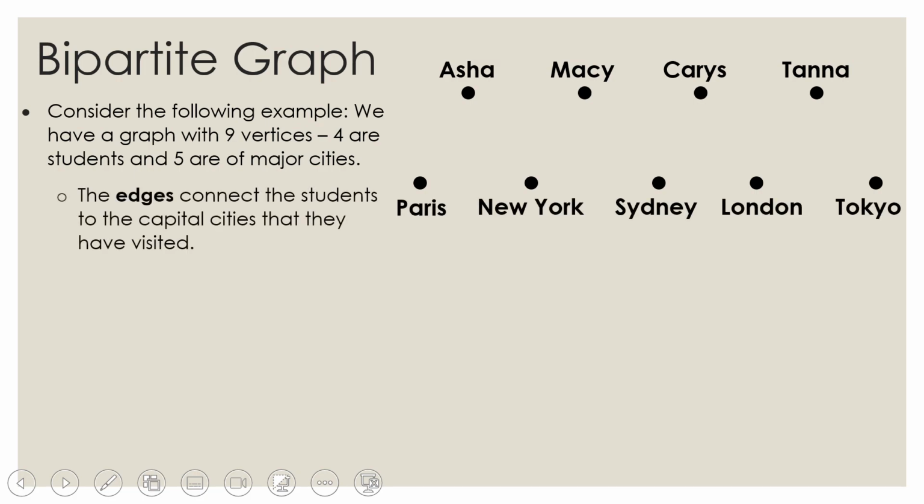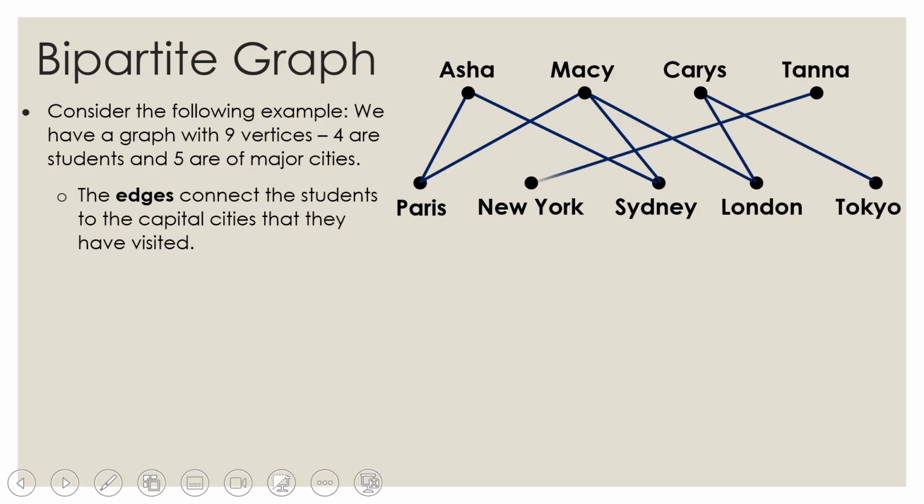What we want to be able to do for this one is draw the edges that connect the students to the capital cities that they have in fact visited. As an example, Asher has visited Paris, Sydney. Macy has visited Paris, Sydney, London. Karis has visited London and Tokyo, etc. So we can see the places which these people have in fact visited.